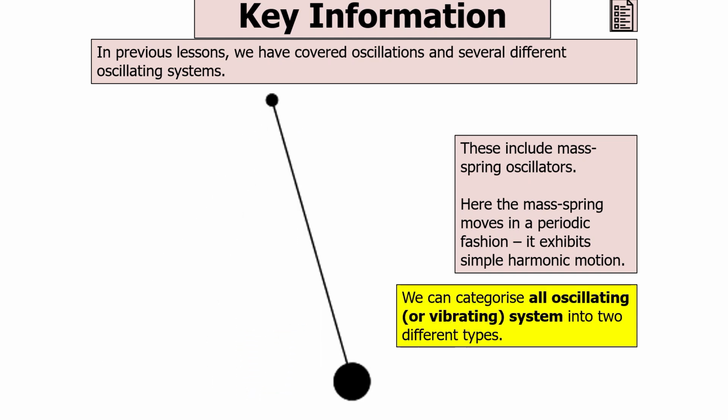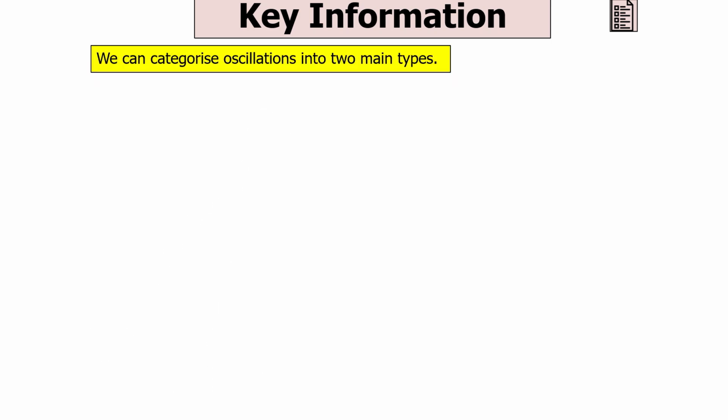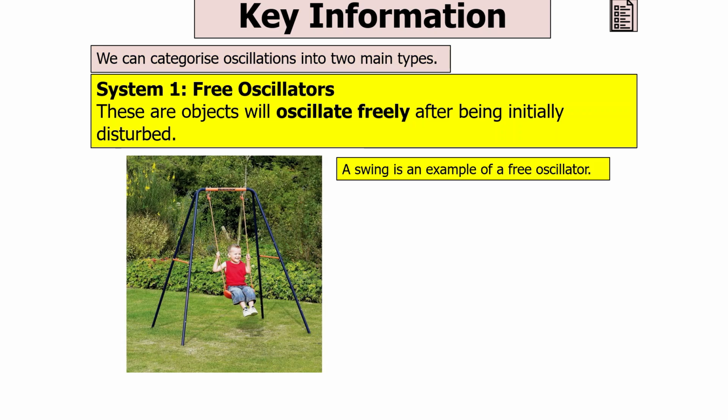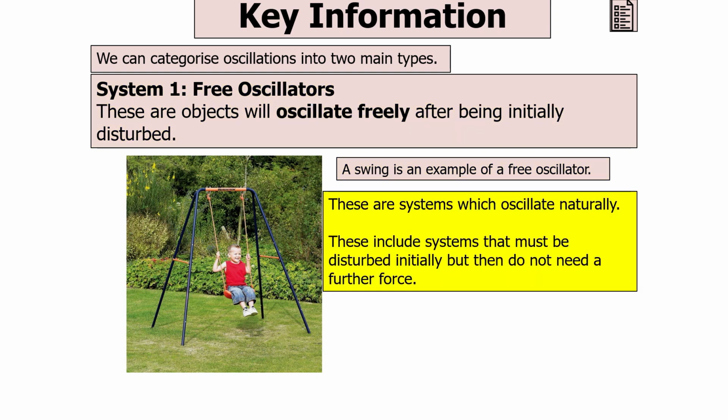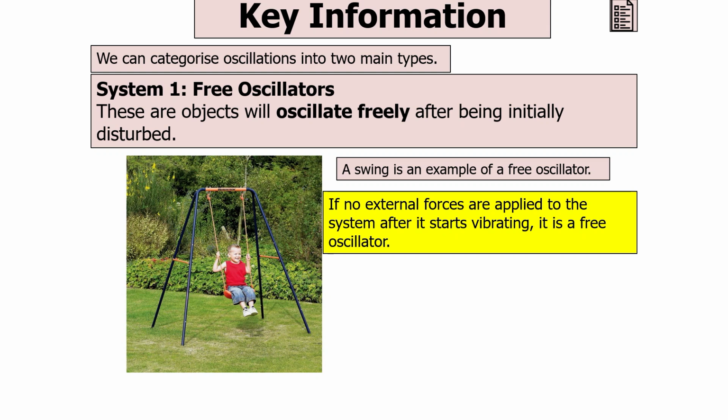Now we can categorize all oscillating or vibrating systems into two different types. The first one is free oscillators. These are oscillators which oscillate freely after being initially disturbed. A swing is an example of a free oscillator. These systems oscillate naturally. They must be disturbed initially but then do not need a further force. So free oscillators only require an initial force. If no external forces are applied to the system after it starts vibrating, it is a free oscillator.